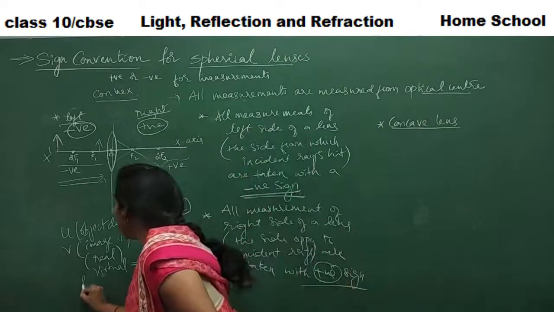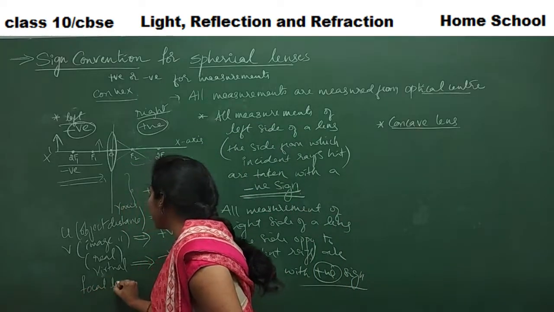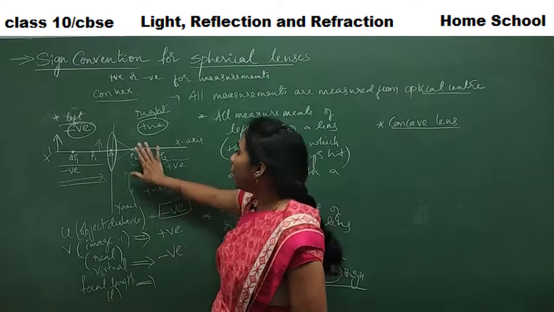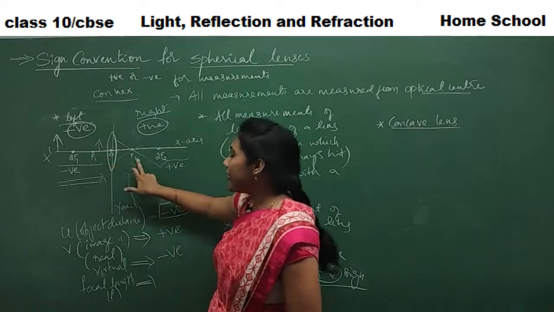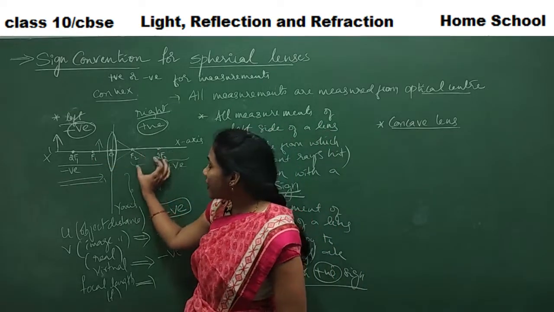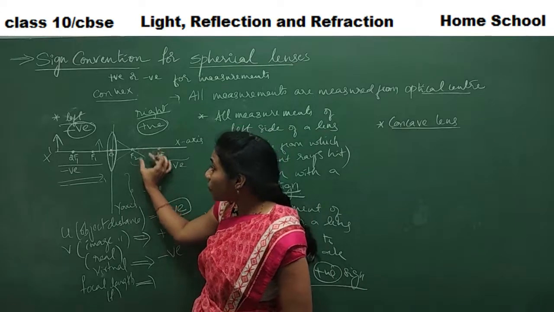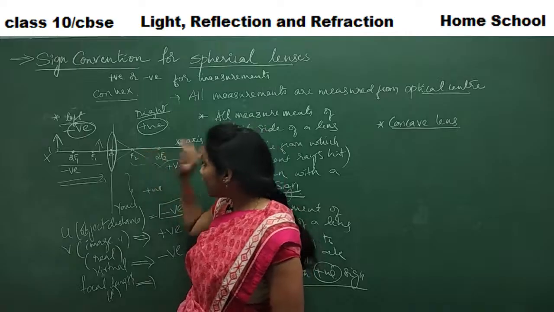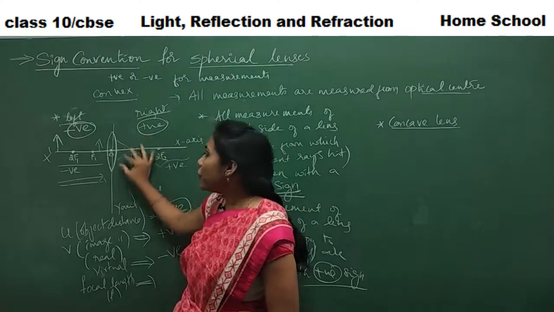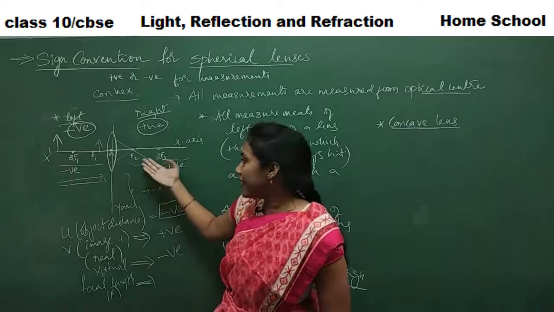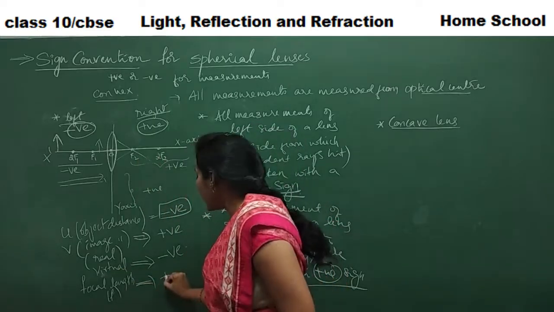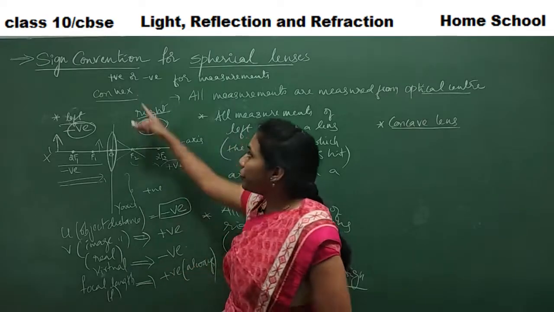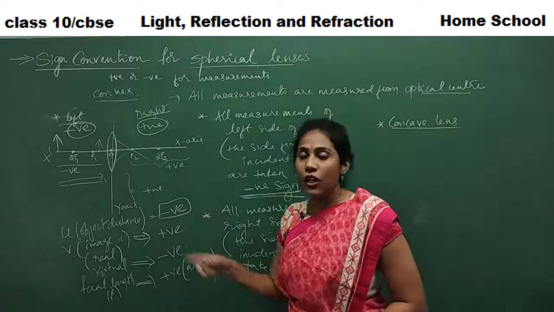Fine. And what about our focal length? That is the f value. There are two focal points, f1 and f2, but you will consider the focus of this side, because incident rays are coming, refracted rays are meeting here, and the image is forming here. So this side's focal length is what we always consider, and that is a positive value. So focal length is always a positive value in the case of a convex lens.